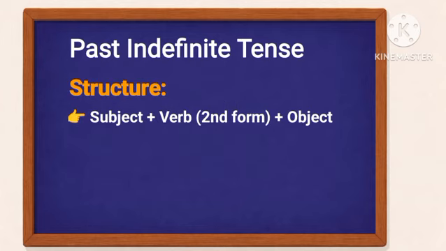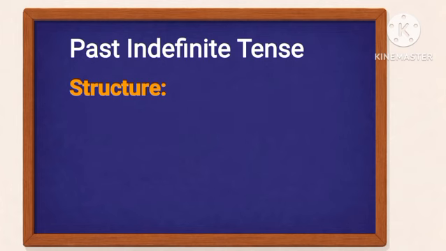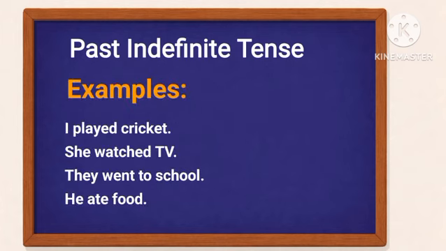Now let's discuss its structure. First we write subject, then verb second form, and then object. Now I am going to discuss some examples.